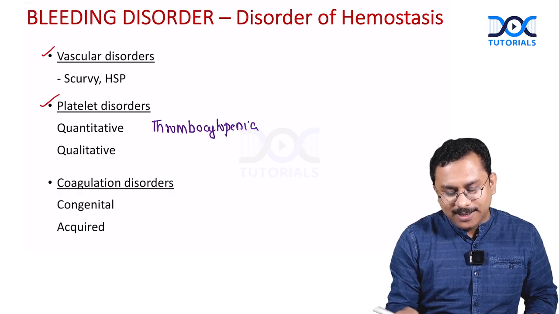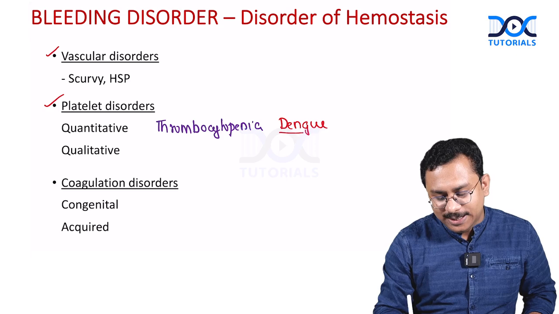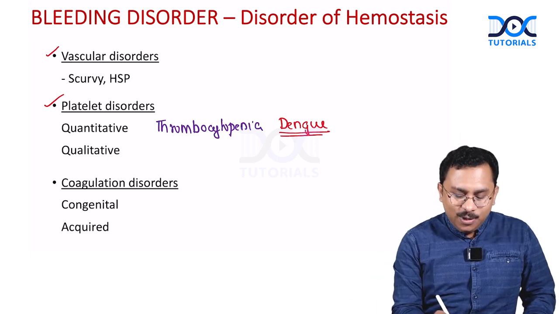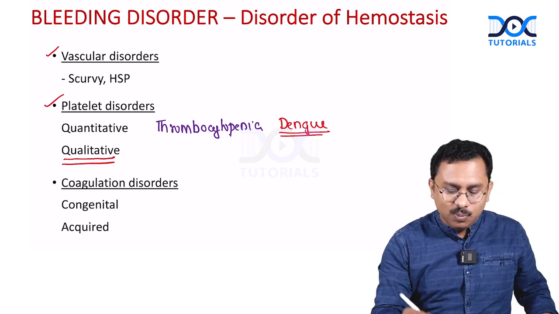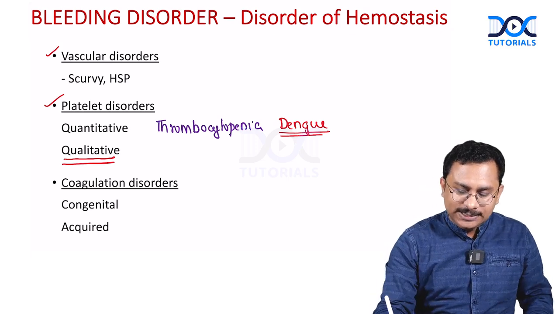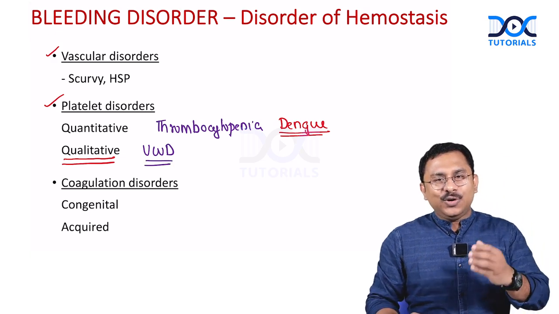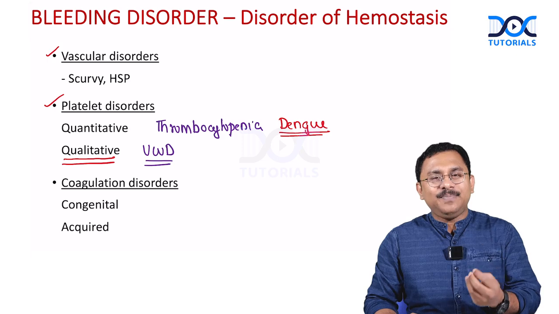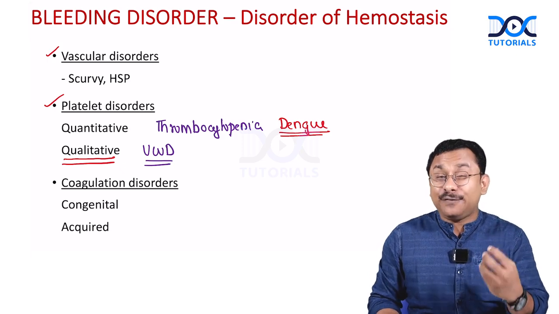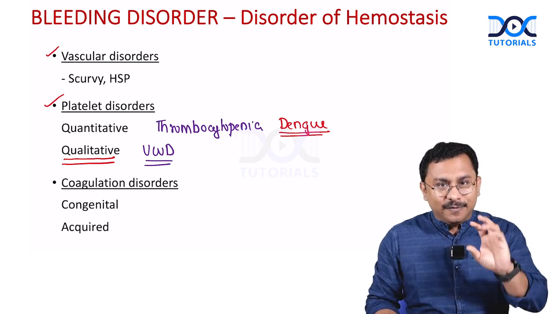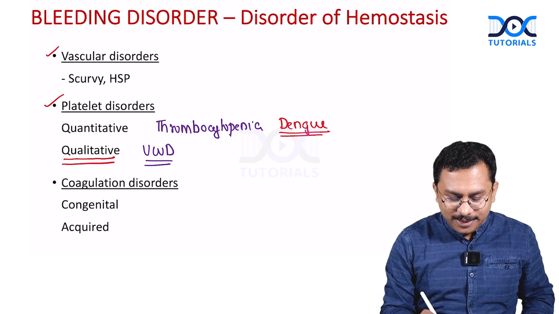Thrombocytopenia, for example, can happen because of an infection like dengue, so you can have a decrease in the number of platelets. Similarly, you can have a qualitative defect. So what is a qualitative defect? One example is von Willebrand disease, wherein you do not have the von Willebrand factor available, because of which primary hemostasis is not taking place properly. So the platelet function is being affected despite a normal platelet number. That happens in von Willebrand disease.